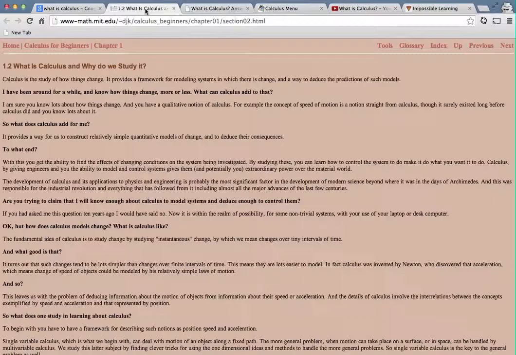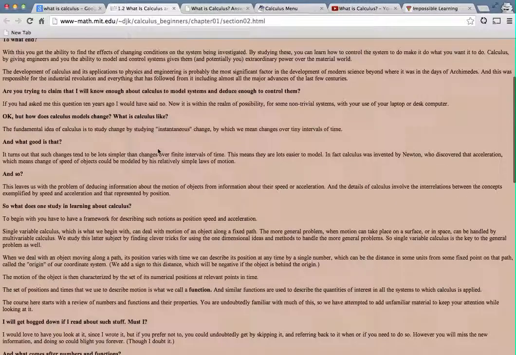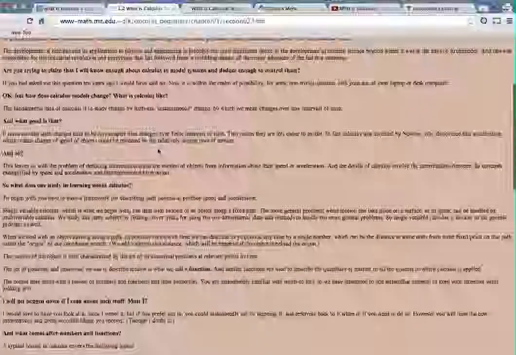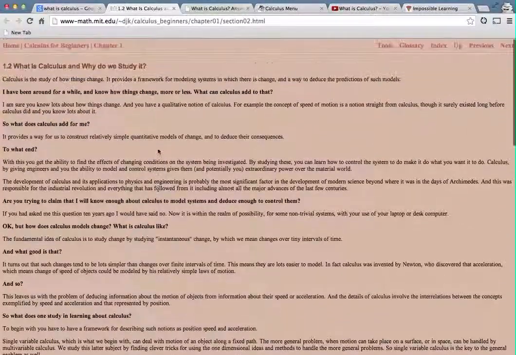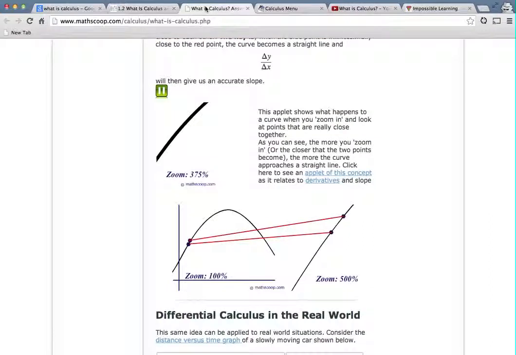Just going through some of these pages. This page from MIT tries to use simple language, but it's pretty dense, and I just don't have a basic understanding of what's going on here. So it's pretty hard to figure out. I can kind of understand it, but I don't really understand what's going on.